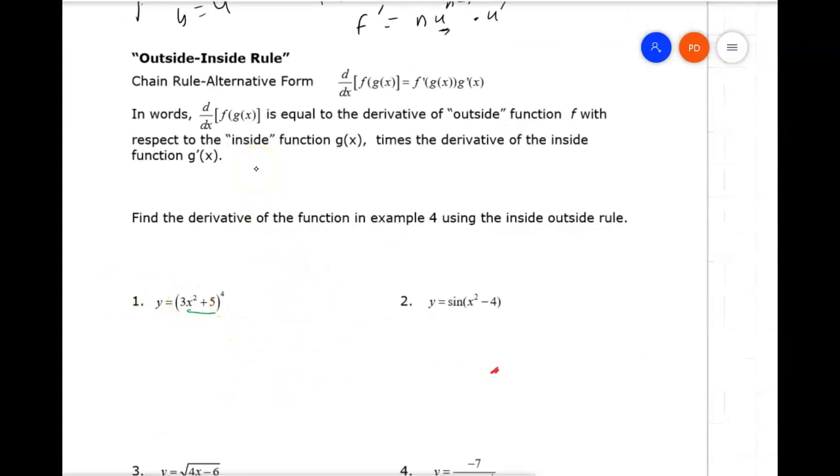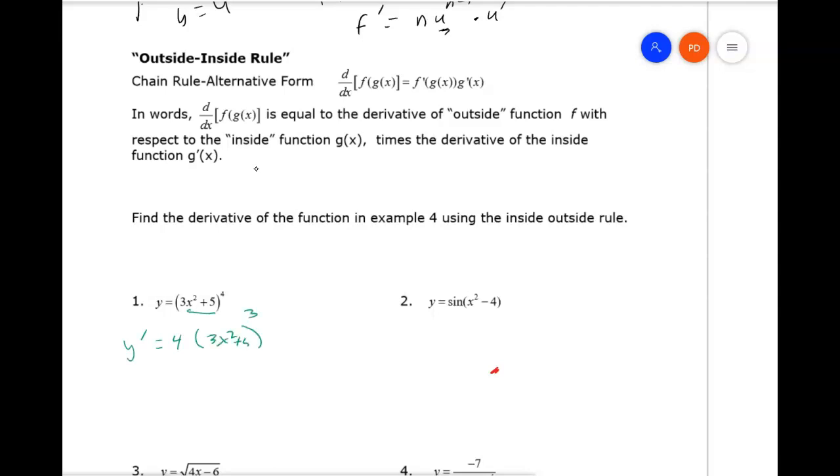If I had a value of x, I would do 3x squared plus 5, and then I would raise that to the 4th. The 'and then' is the outer function. So the outer function is something to the 4th. So y prime is going to be 4 times something to the 3rd, and that something's going to stay the same.